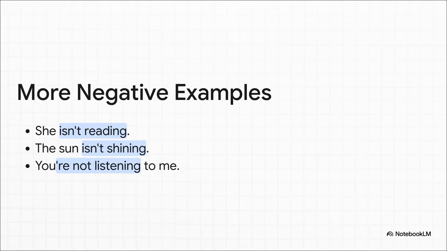Let's run through a few more just to make sure it sticks. She isn't reading. The sun isn't shining. Or, here's one I'm sure you've heard before, you're not listening to me. And yeah, you'll almost always hear is not and are not shortened down to isn't and aren't.